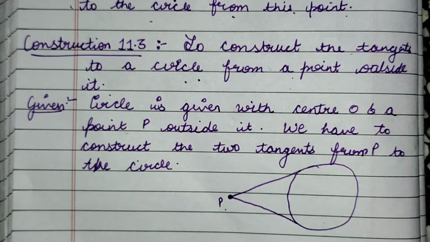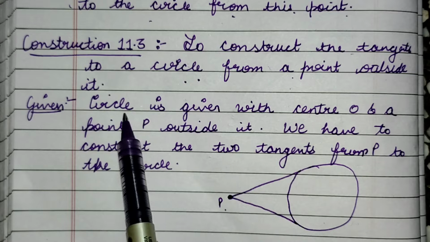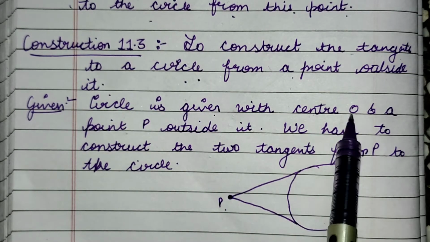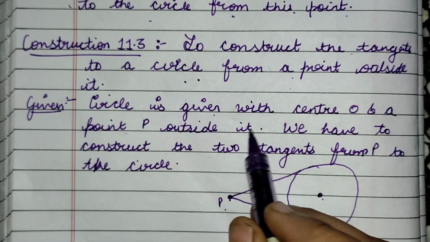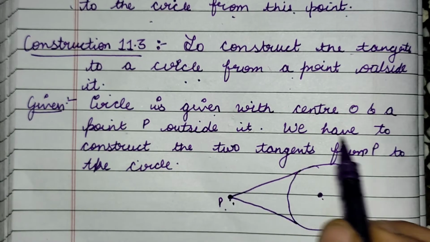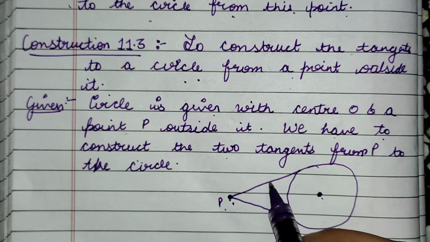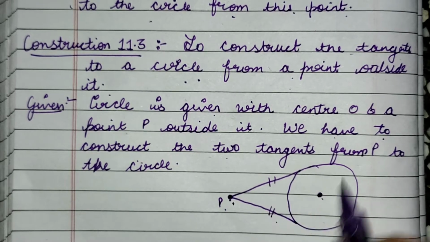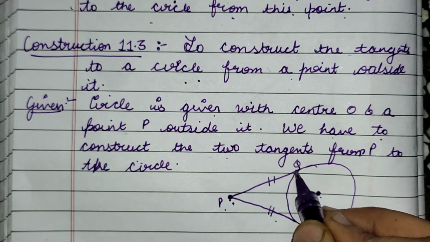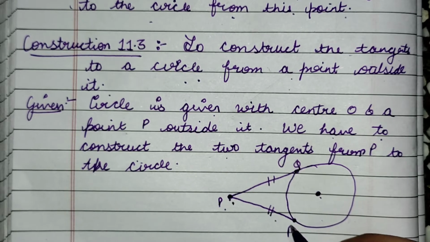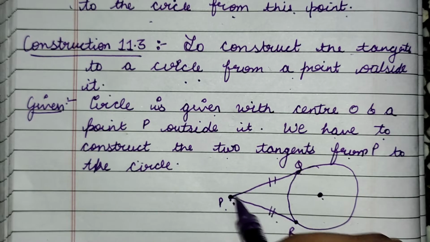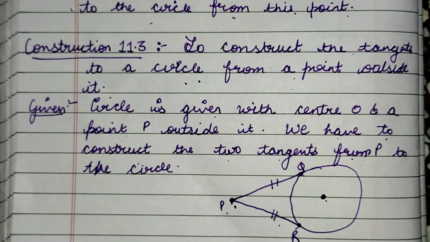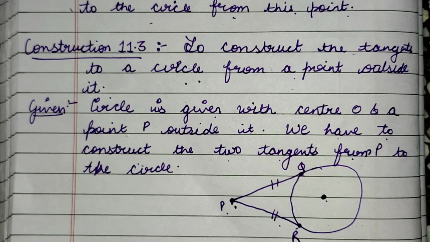Okay, right? For that, what is given to you? Suppose any circle is given to you with the center O and a point P outside the circle. We have to construct two tangents. These two tangents we have to construct. Suppose the names are Q and R. Construct two tangents from point P to the circle. Okay, so let's start solving it.